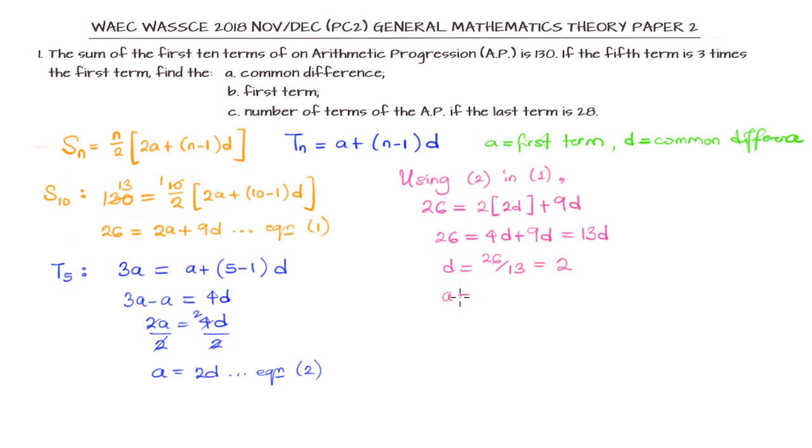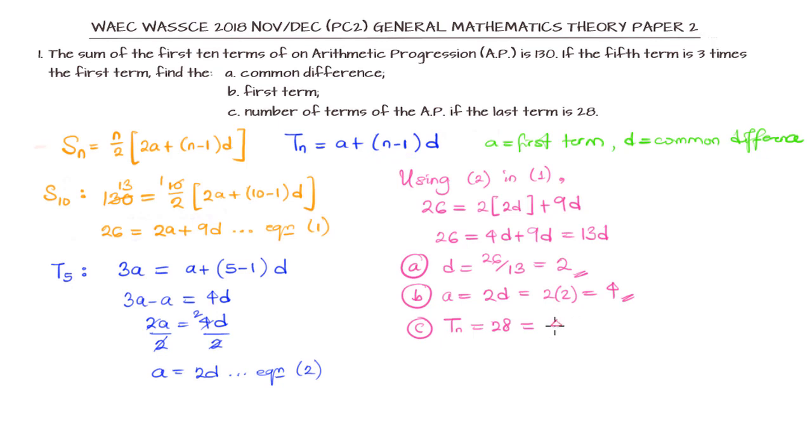So now, our a was expressed as 2d, so that will be 2 times 2, which is equal to 4. And with this, we have gotten the common difference and the first term in the question that we are asked. And then we want to find the number of terms n if the last term is 28. So Tn was given as 28, but we know the general formula is a plus n minus 1 d. But instead of a and d, we can put in the values we got.